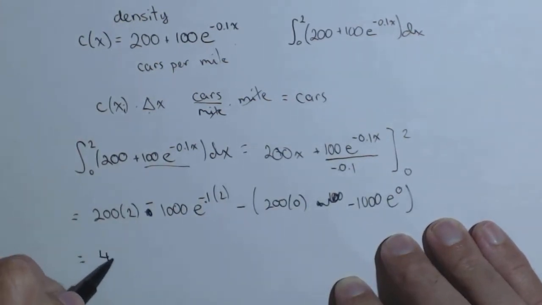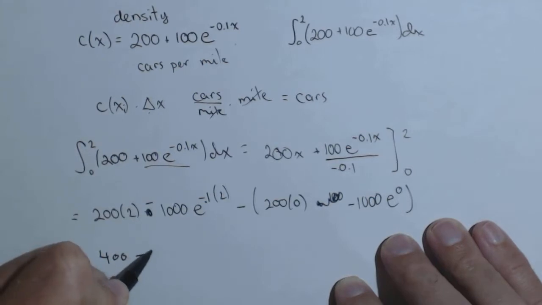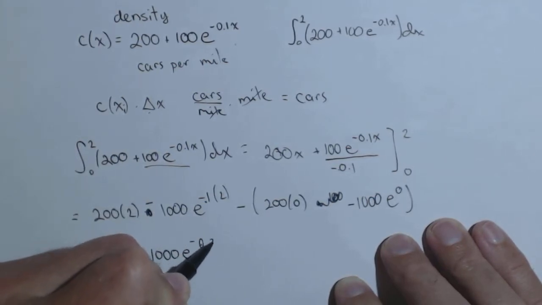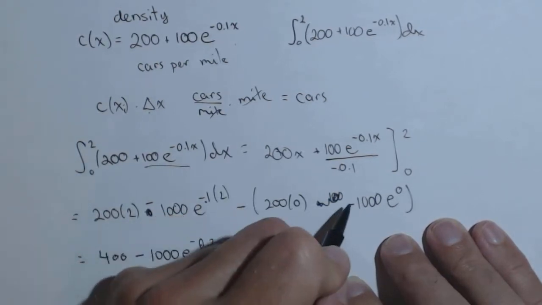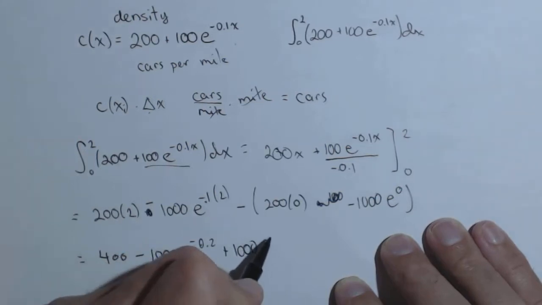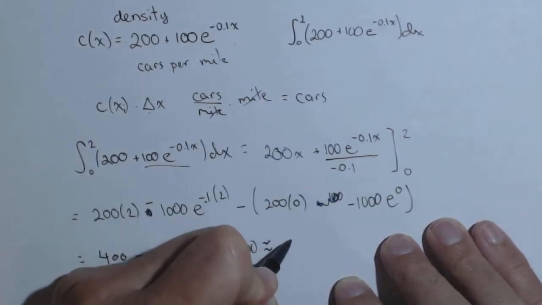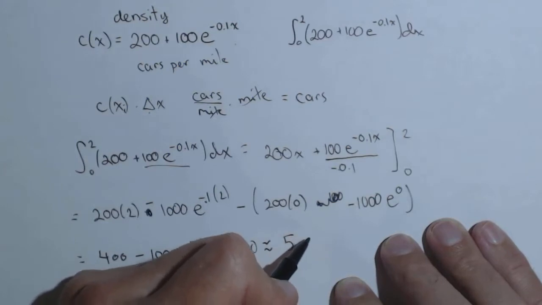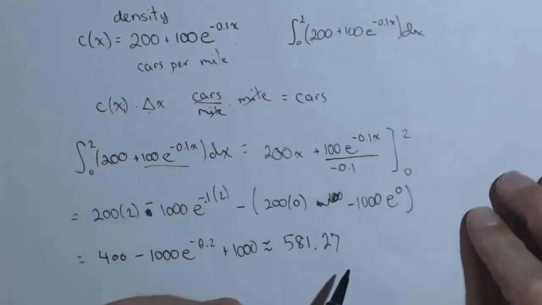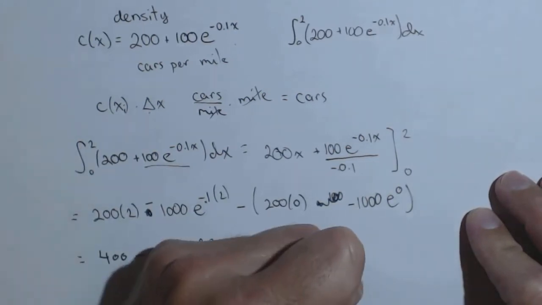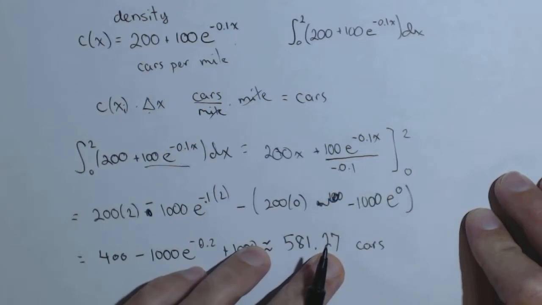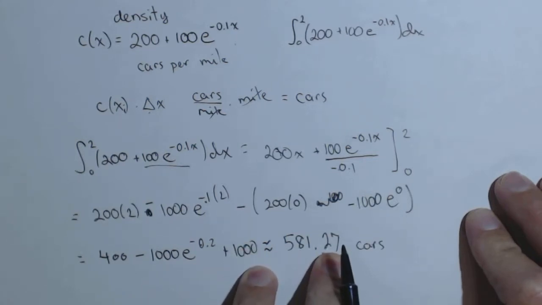So adding this up, we have 400 minus 1,000 e to the negative 0.2 minus a negative 1,000, so plus 1,000, which as a decimal comes out to be about 581.27. And remember what we're dealing with. This is in number of cars, so we probably are going to round this off to the nearest whole number because it doesn't make sense to have 0.27 cars.